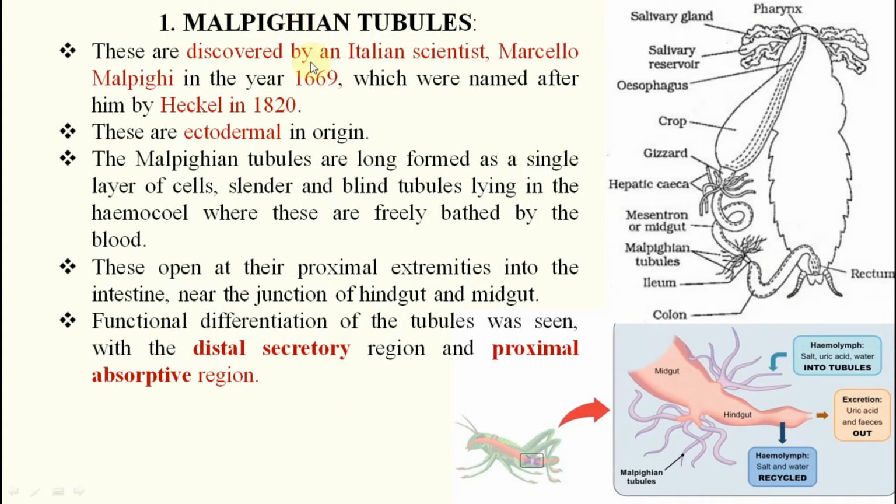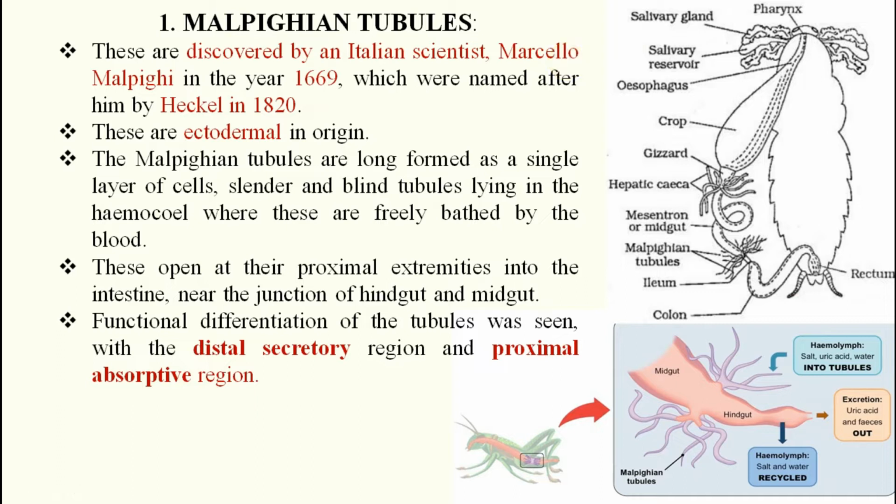Here some important points are there. First question may come, who has discovered this Malpighian tubule? Italian scientist, Marcello Malpighi. Very, very important. Marcello Malpighi in 1669. Then what happened? Haeckel, in 1820, gave this organ the name Malpighian tubule, according to the name of the scientist Marcello Malpighi. Understood?